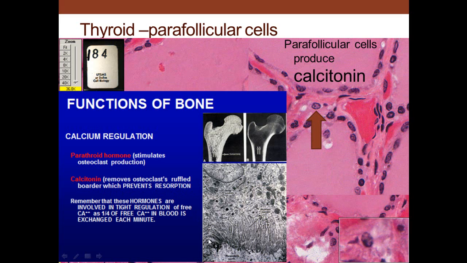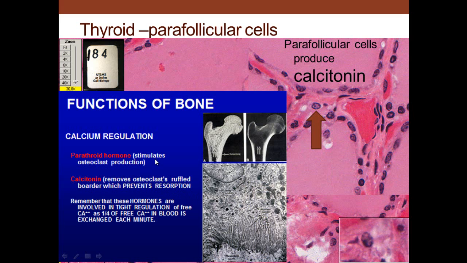Whenever you have bone resorption, you have this big cell here, the osteoclast. It eats up bone, and it has this ruffled border, which maintains an environment to help dissolve the bone. If you have calcitonin, that removes the border, and hence the environment, and so bone can no longer be broken down. So calcitonin reduces calcium levels in the blood.